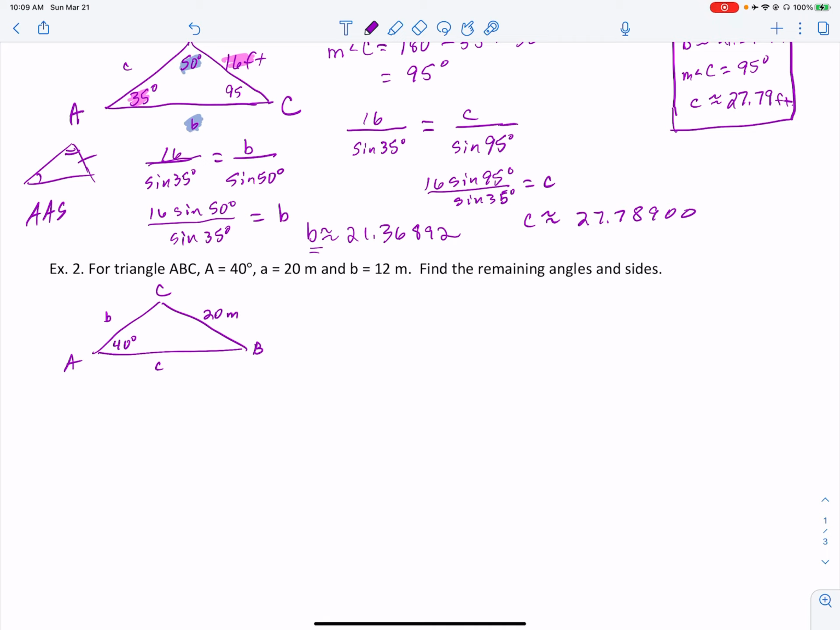And then the length of B is 12 meters. So this is one of those side-side-angle cases. The angle is not between the two sides. This is the angle between the two sides. If that C would have been 40 degrees, I'd have a side-angle-side setup, but I don't. So we are going to go about solving this.